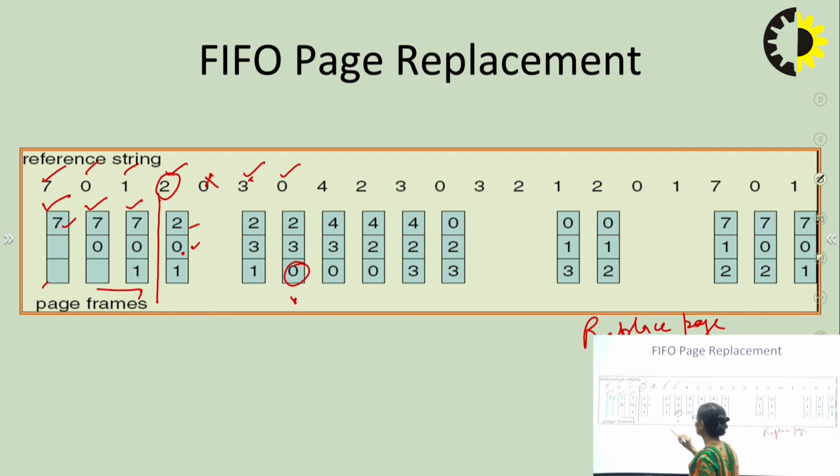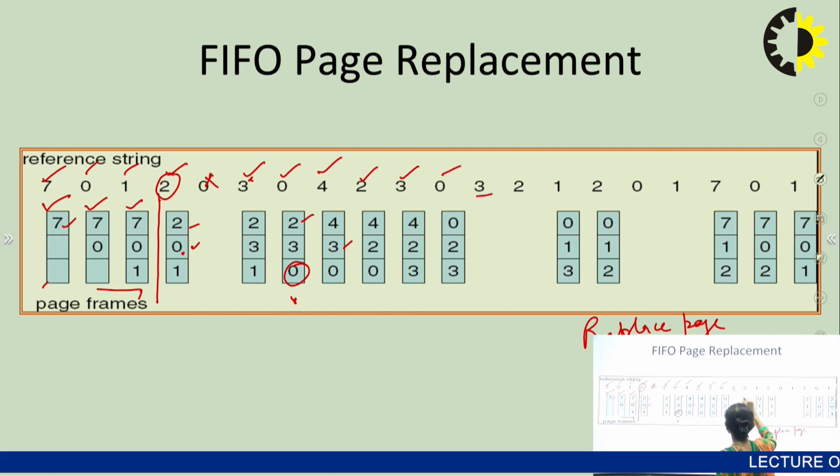1 is to be replaced. Next, another page fault, replace 2. Then in the case of 2, another page fault. 3 has been selected. In the case of 3, another page fault. 0, another page fault. In the case of 3, no page fault. No page fault in the case of 2.